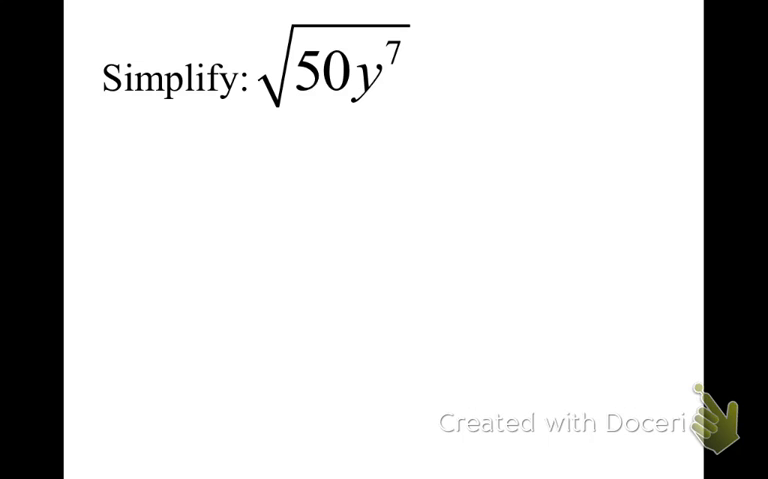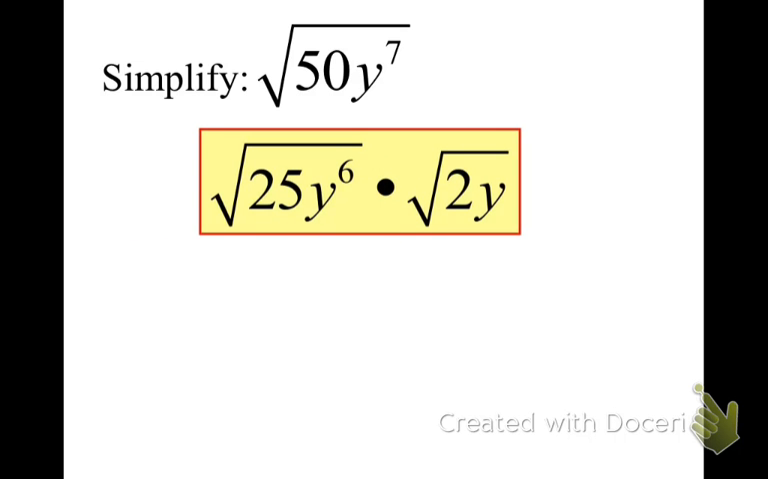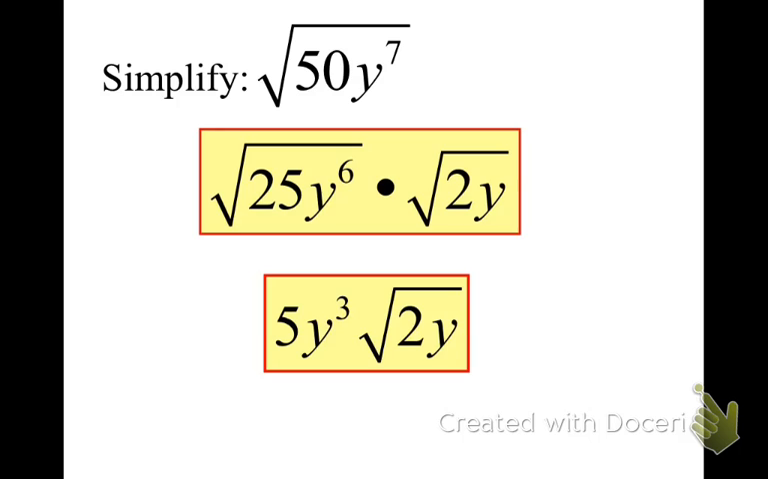50y to the 7th. So in this case, we have 25 times 2 that makes up the 50, and here's where we're talking about if there's an odd number for the exponent, you could definitely break that up into y to the 6th times y to the 1st power. So now we have the even exponent we were looking for, and then the leftovers. So the one on the left becomes 5y cubed, and underneath the radical is 2y. So it's irrational.